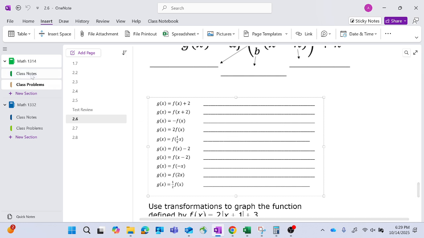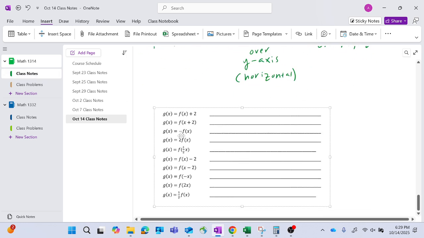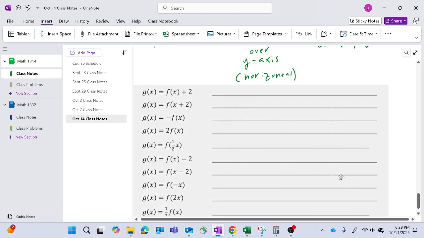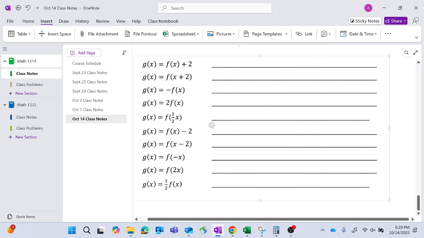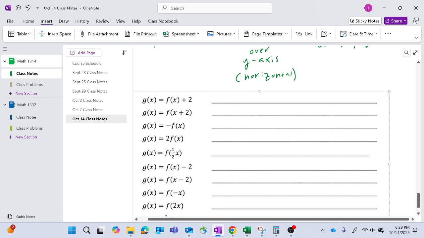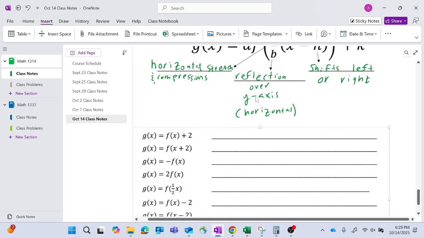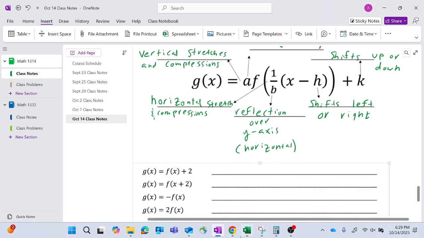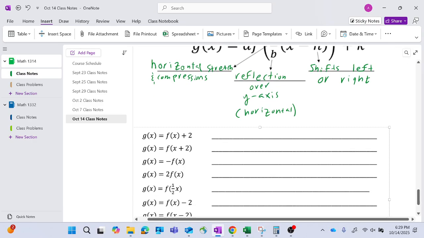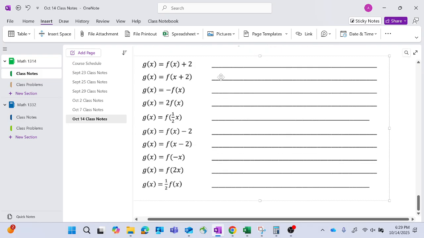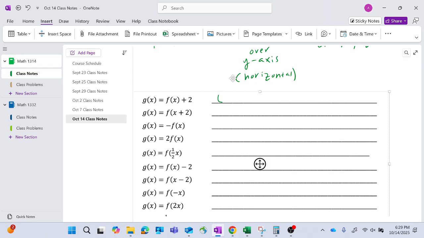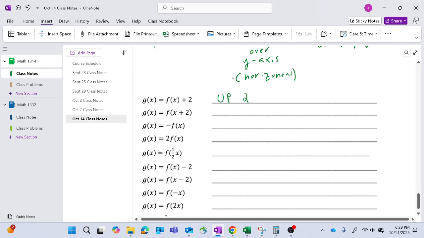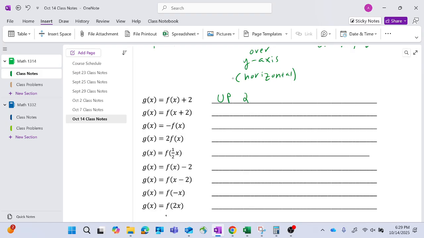Now, this generalized way of all these transformations helps us understand that depending on where the number is, that will tell you what the transformation is. So g of x equals f of x plus 2. What I like to do is compare it to this graphic right here. The 2 is in the position of that k, away from the x value. That tells me it's going to move it up or down. So if you have f of x plus 2, that's telling me that we're going up 2.